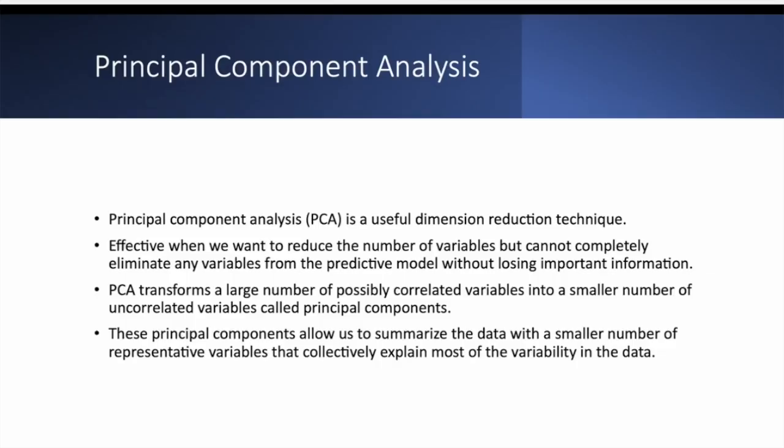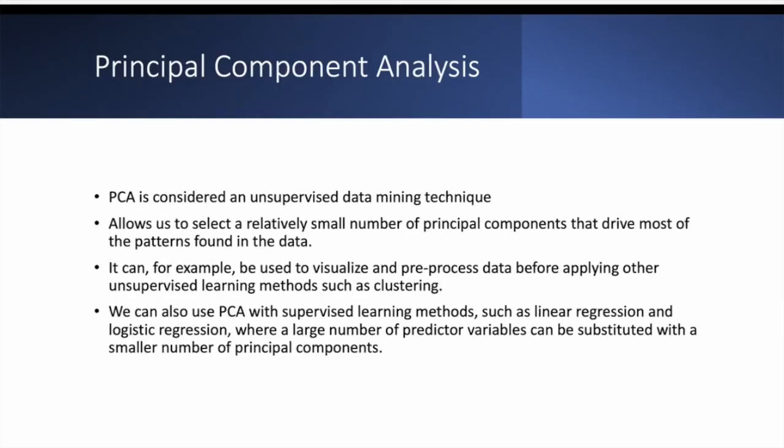By the way, we're going to have a problem interpreting these newly established variables because we will have another set of variables. We call them principal components, PCs, all of them PCs. We will not have the variables that we initially started with. We are going to have a new, different set of variables. And these PCs allow us to summarize the data with a smaller number of representative variables that collectively explain most of the variability in the data.